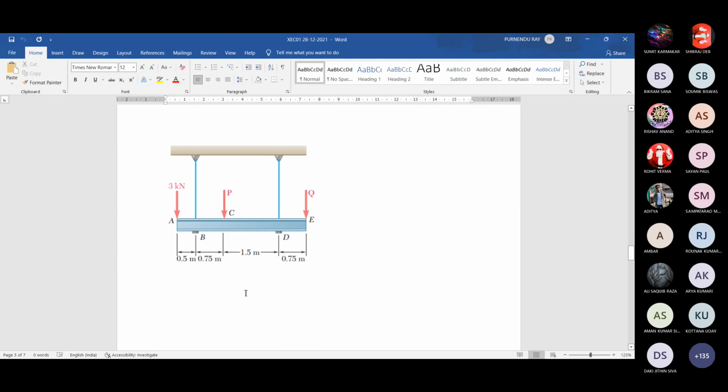Now what about this system? One horizontal member AE is hanging by two simple ropes tied through a bolt or whatever it may be at locations B and D. It is horizontal, and you have applied the forces, this one and these two unknowns. Now what should be the combination of this?